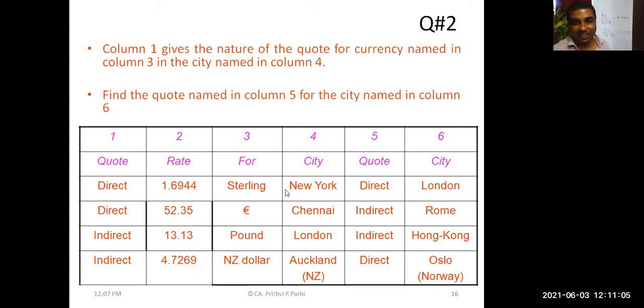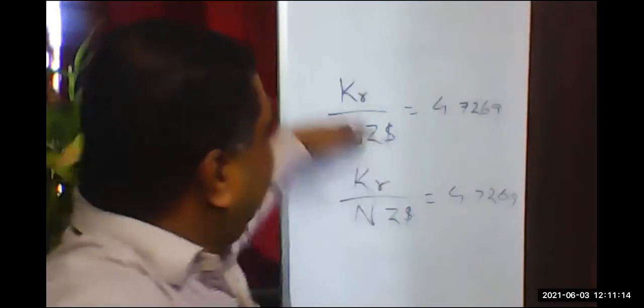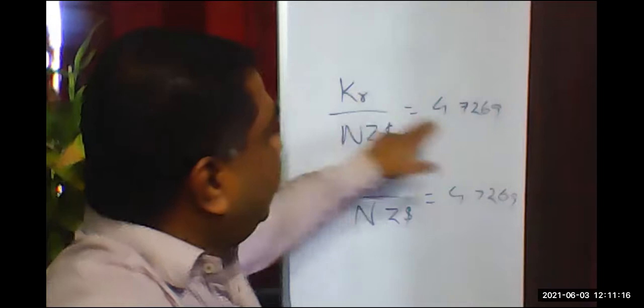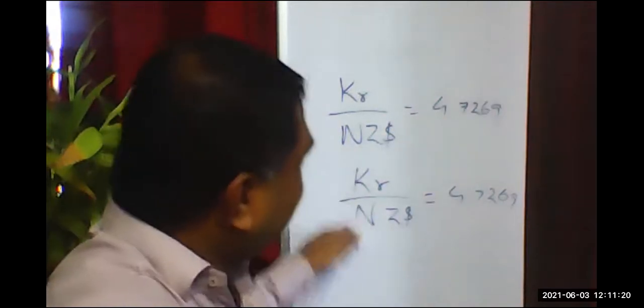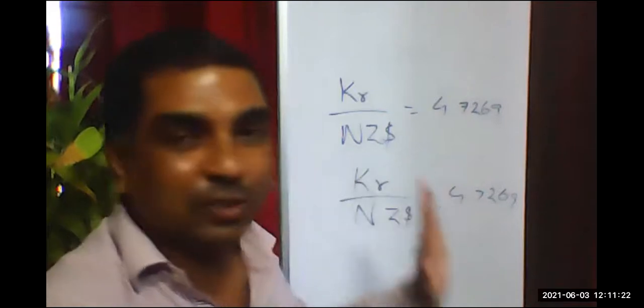Yes. Okay, now you're comfortable. You'll be able to do it. I will show you. So you see, same thing. KR by New Zealand dollar was 4.7269. The question has asked you what is KR by New Zealand dollar? 4.7269.